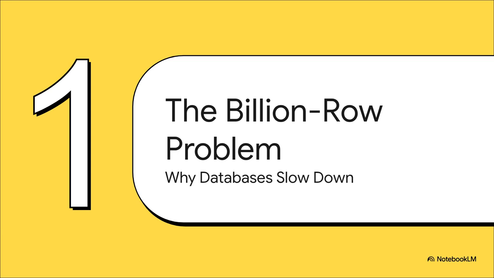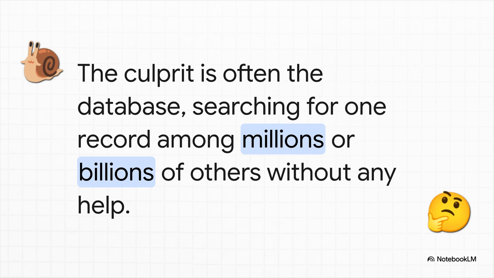All right, let's kick things off at the very beginning, with a feeling I'm pretty sure we have all had. Oh yeah, we've all been there. You're a user waiting for your feed to load, or you're a developer just staring at that dreaded spinning wheel of death. That frustrating, mind-numbing slowness often has a single culprit: the database, being forced to find just one little record among millions or maybe even billions with absolutely zero help.